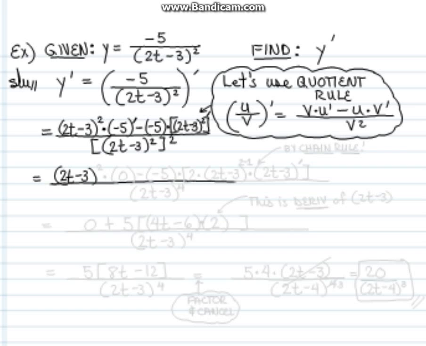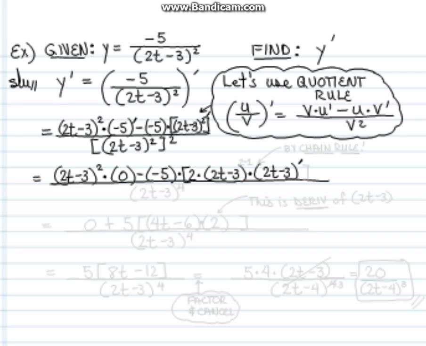It's the bottom, (2t minus 3) squared, times the derivative of -5, which is just 0, so that first term just disappears, minus the top, -5, times the derivative of the bottom, using the chain rule. Okay, slow down now. Let's pause this. What we have here is the derivative of (2t minus 3) squared. So we have to use the power rule, bringing the 2 down as a factor in the front, times (2t minus 3) raised to the original 2 minus 1 power.